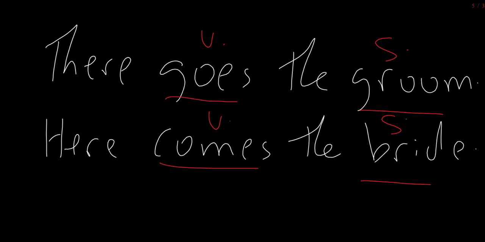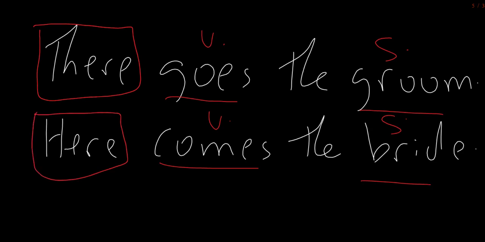So notice that these two sentences start with very specific words. They're there and here. Typically in English language, whenever these two words start a sentence, we invert the order of the subject and the verb. So the words there and here, as they introduce a sentence, we tend to invert the order. There goes the groom, and here comes the bride.